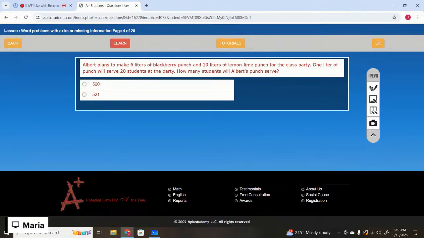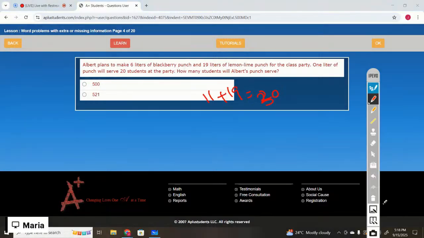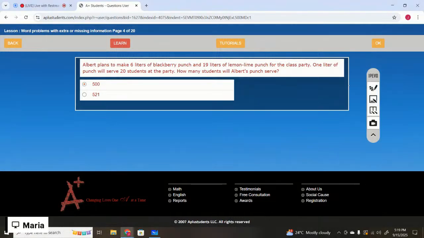So that is 500, because 1 liter is served to 20 students, right? So 19 plus 6 is 25 liters. So 25 times 20 is 500. The correct option is 500.